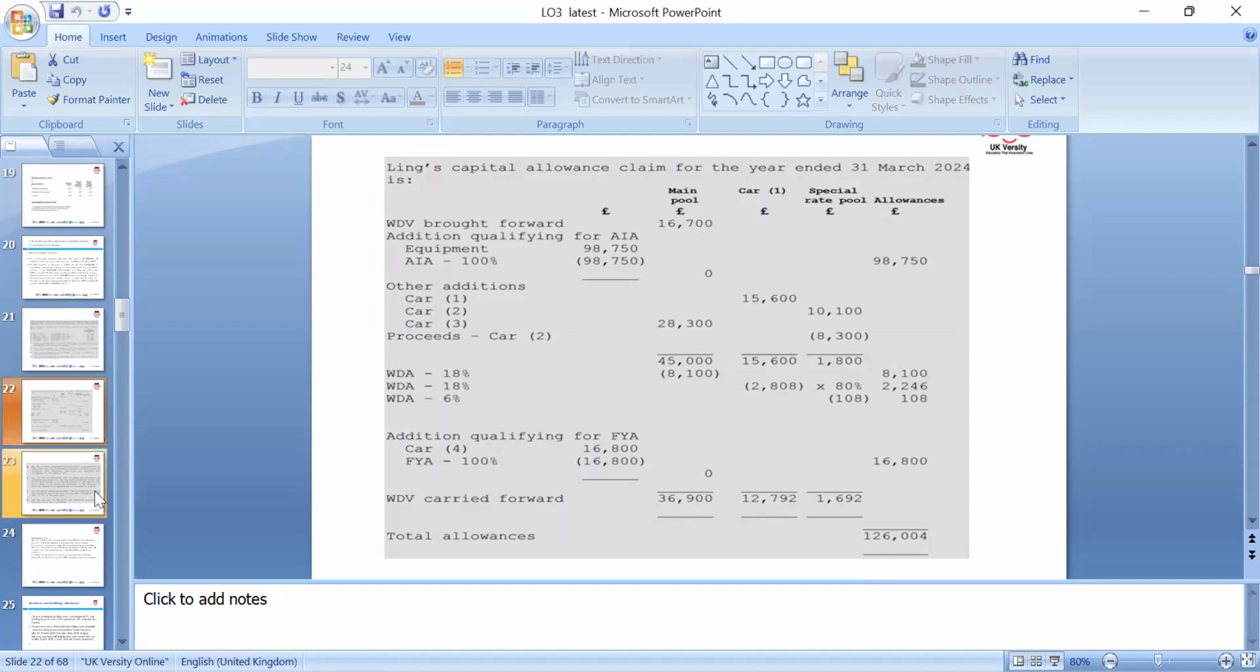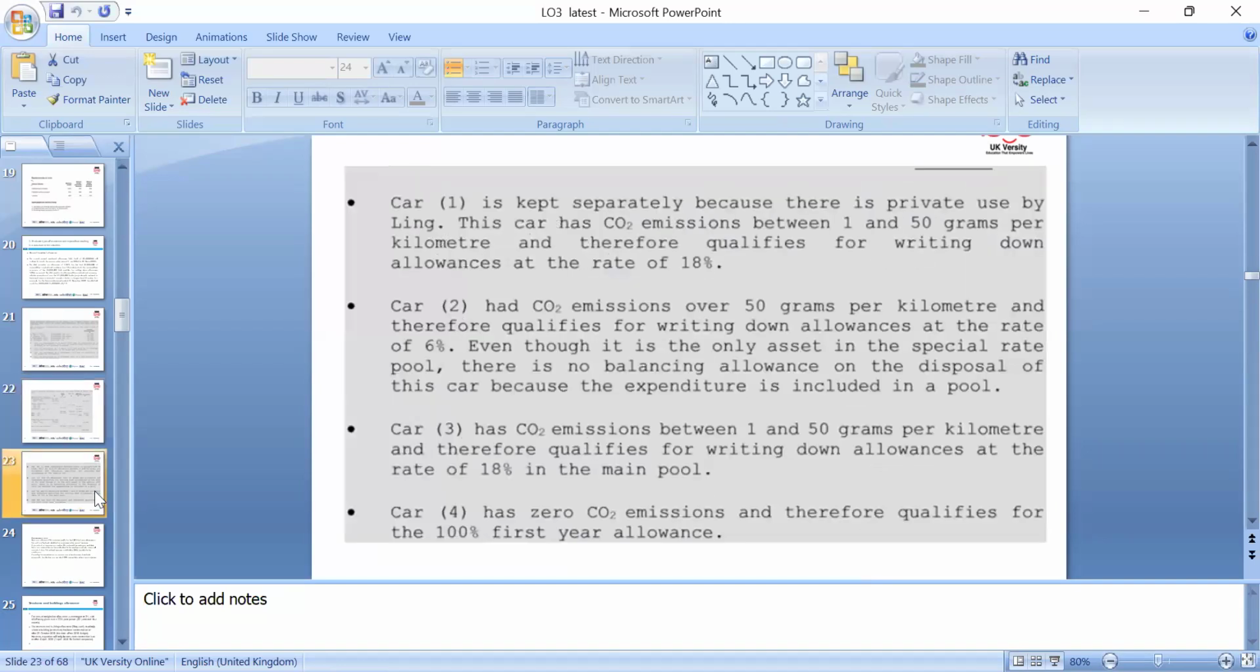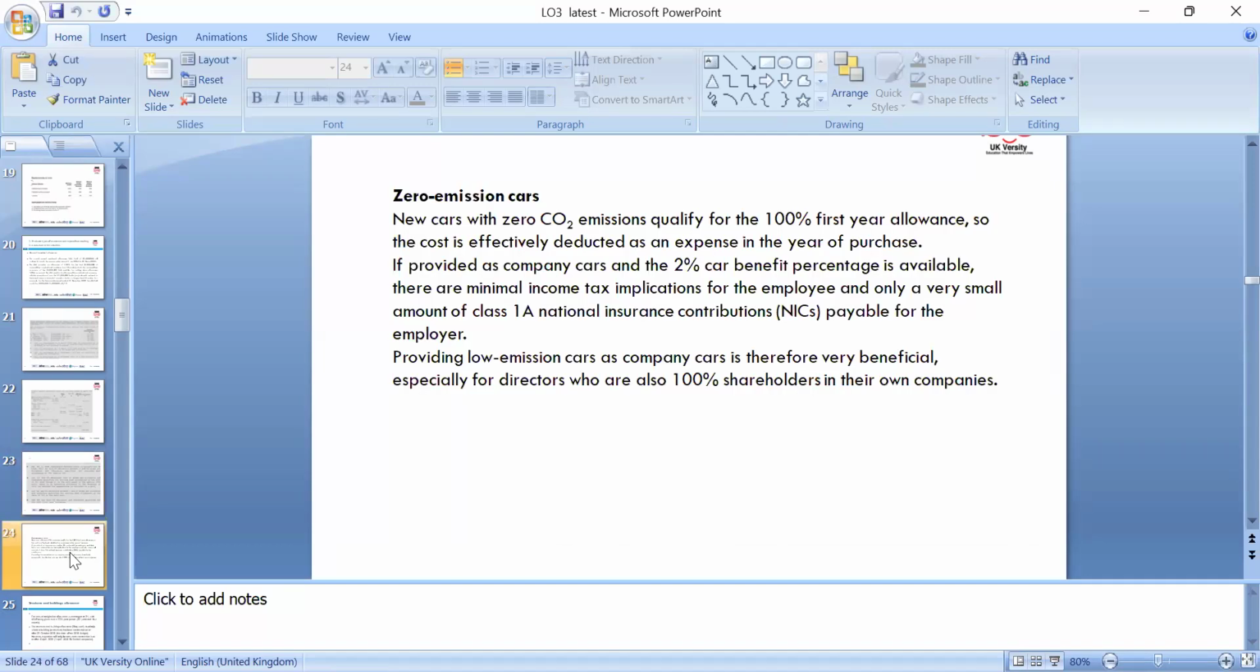So please, if you have any question, you can ask and we can discuss. So in the explanation here, the car is kept separately because there is private use, and the car's CO2 emission level is between 1 and so on. So we're looking at the rate, and the rates at the top are included. So please, for your assignment purposes, you can include any example you can pick, which I shared with you in the previous lesson of ACCA Finance Act 2023. And I included that document, and we can pick an example from it.